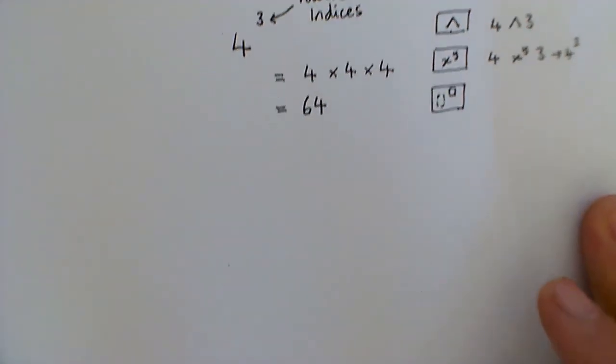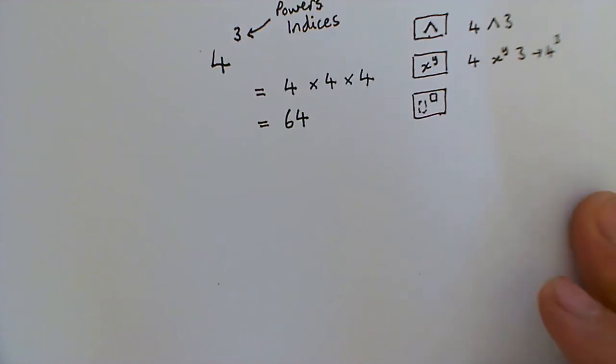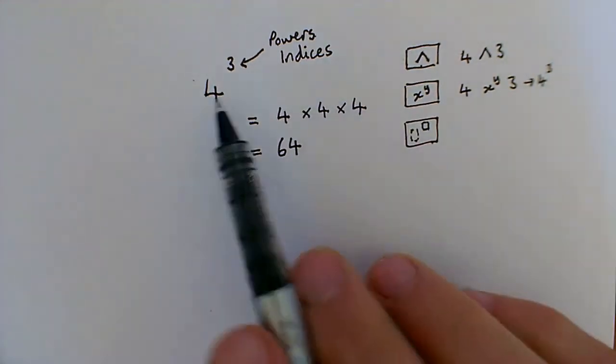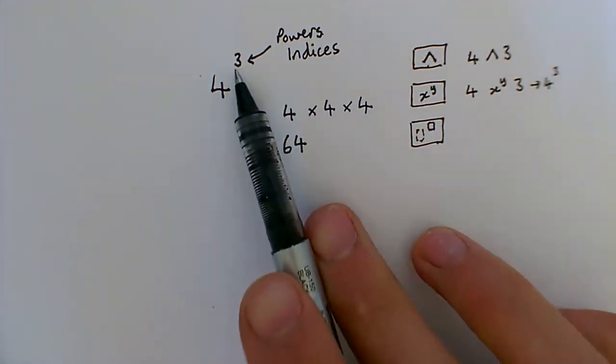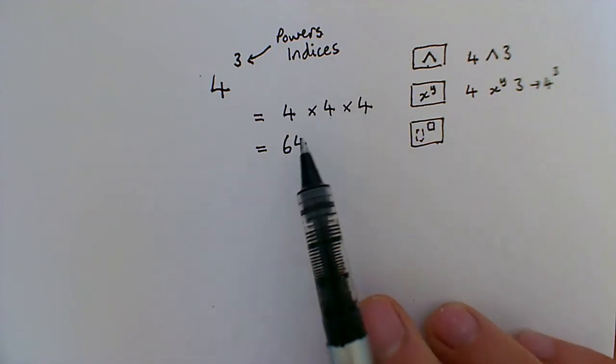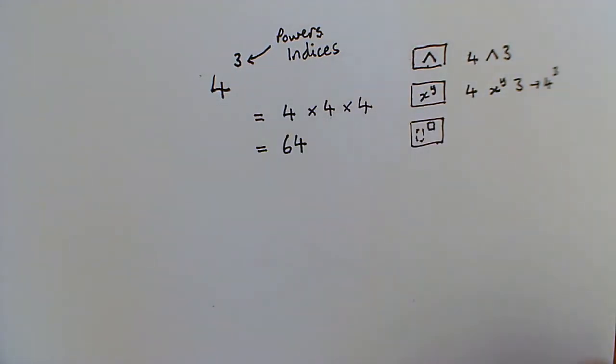Okay, so don't mind using the calculator for this at all. What's important is you understand what's going on. It's multiplying a number by itself a certain number of times, and that you can then get your answer.